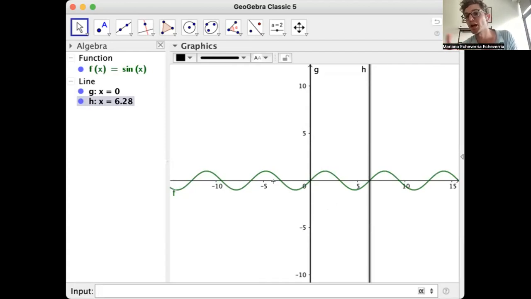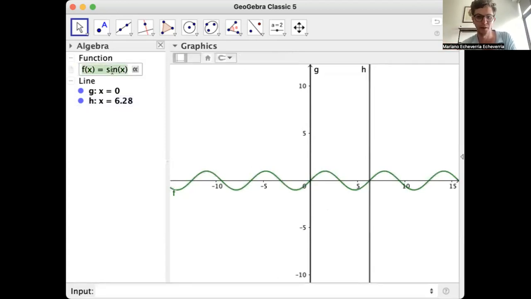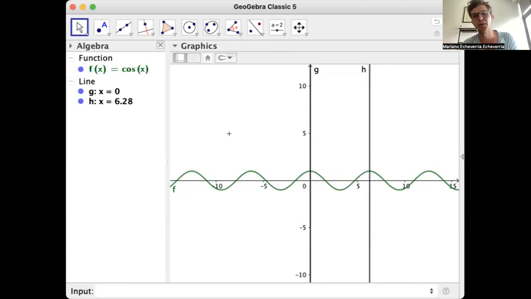And then for cosine of x, it's a similar idea. You would just need to keep track of the horizontal segments, how big these horizontal segments are. If you put cosine of x here, it looks very similar to the graph of sine, but it's actually shifted. So one way to find the graph for cosine is to take the graph of sine and translate it by a certain amount to the left.